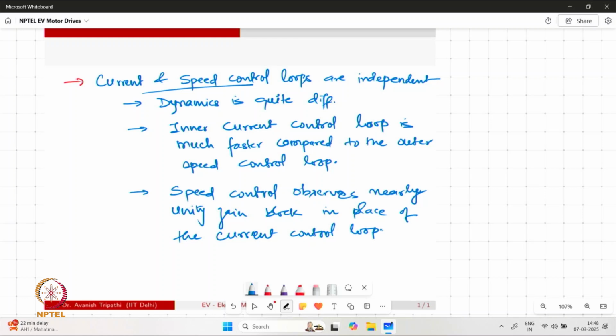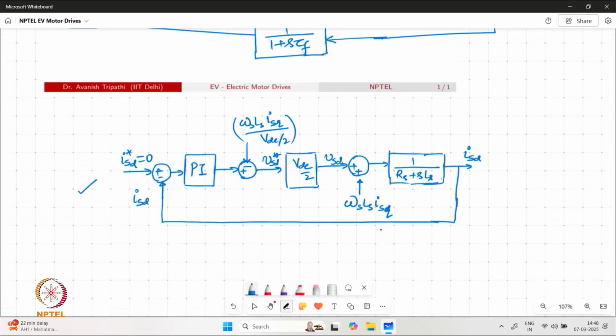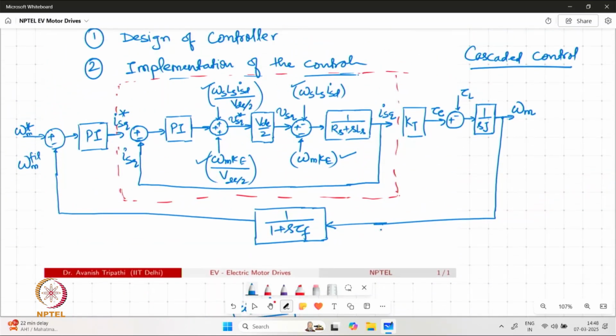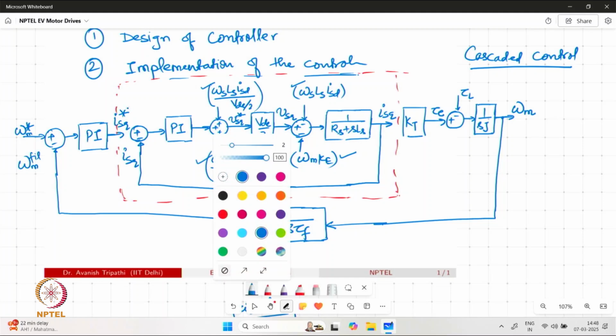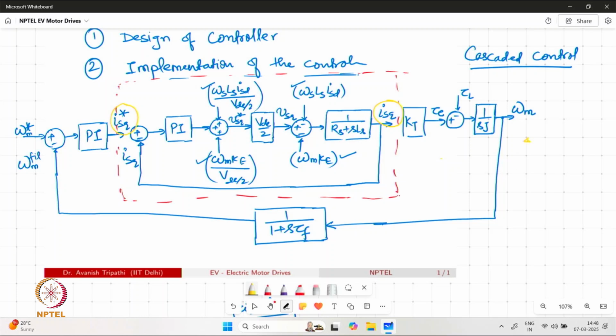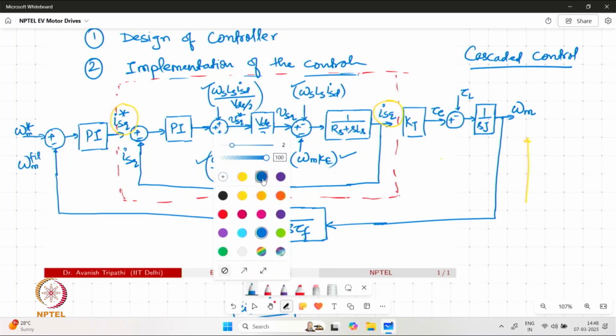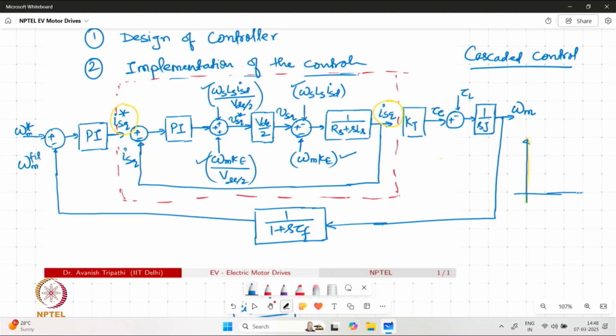So what is suggested over here is that when we are trying to match the reference current and the output current, we are trying to say that if a reference is provided at this moment, with respect to the outer control loop, our actual current is able to track it within no time.